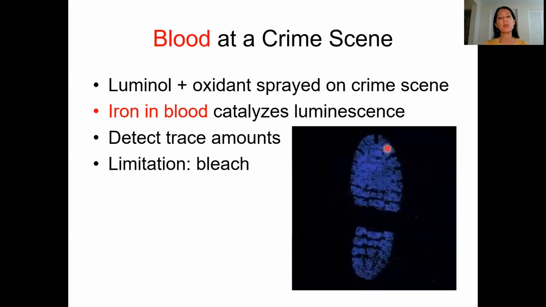This is important because this is what's used for forensics. So you've probably seen a number of crime shows where they spray down a crime scene. What they're actually spraying down is luminol and some sort of oxidant. So there is a redox reaction going on, and basically iron, just the Fe, and it's Fe2+, I believe, in the blood catalyzes the luminescence for luminol. What's really cool about this is that it can detect trace amounts. So even when people clean up their crime scenes, you can still spray this luminol and the oxidant, and it can detect even trace amounts of blood that have been left behind.